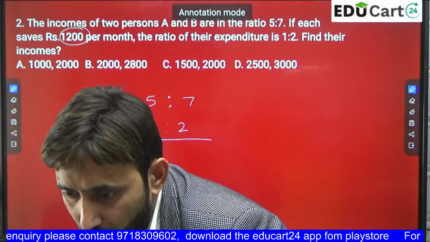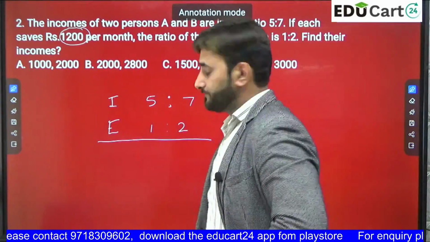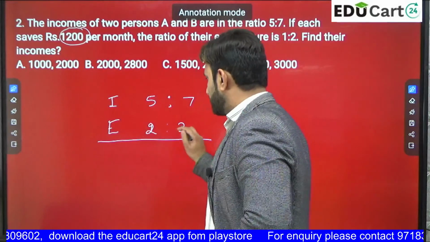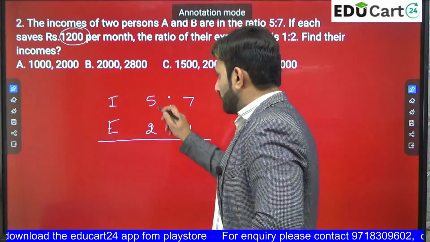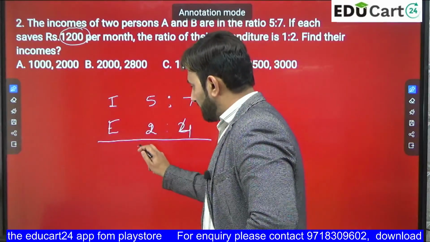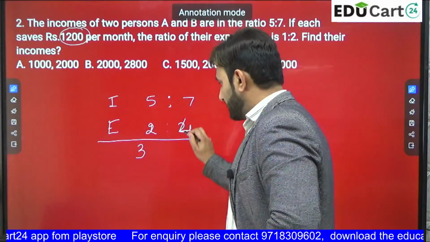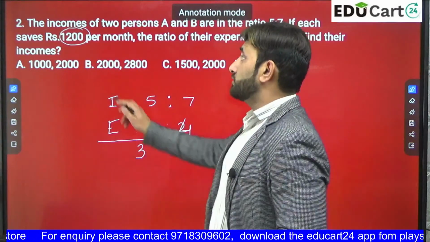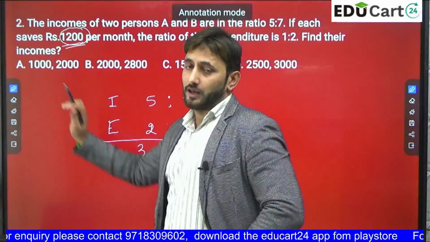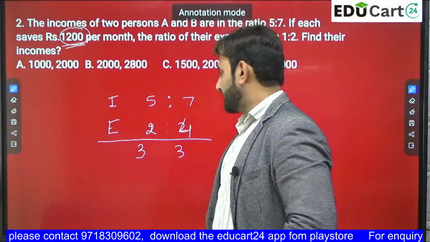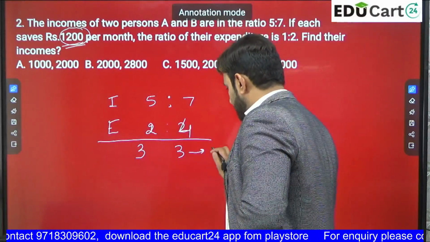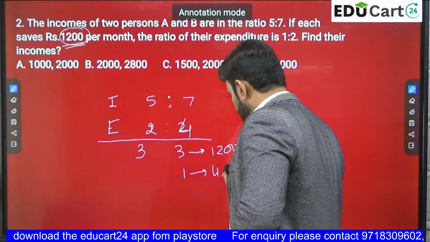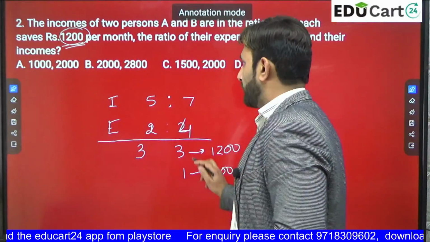Yes, my dear Uma, your answer is correct. Good. So if you double this ratio, what you will get? 2:4. Okay, beta. So out of 5, 2 units are spent, the remaining is 3 units. Out of 7, this one will spend 4, so 3 will be saved. Now the savings are equal, and according to the question, each of them saves 1,200. So the 3 parts are equal to 1,200. So one part will be 400.